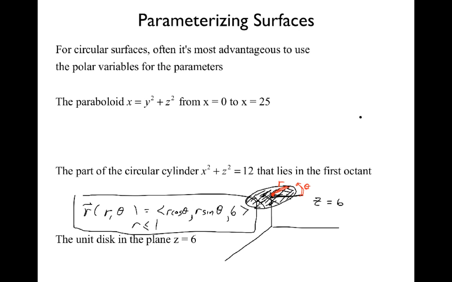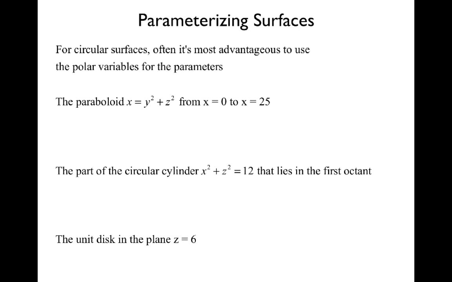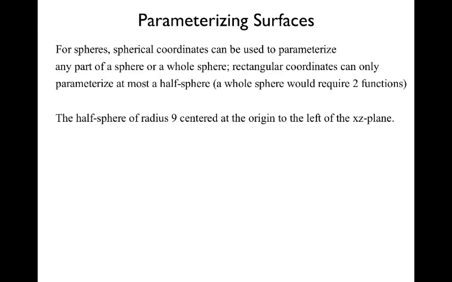Okay, we're almost done. Last is spheres. For spheres, spherical coordinates can be used to parameterize any part of a sphere or a whole sphere at the origin. Rectangular coordinates can be used, but with one vector function of rectangular coordinates, you can get at most a half sphere, right? Because when you solve for z and take the square root, you get plus or minus. So you're getting two halves of the sphere. So if you need a whole sphere, you'd require two functions in rectangular coordinates. So let's do the half sphere of radius 9, centered at the origin.